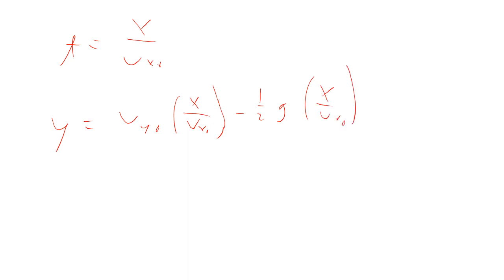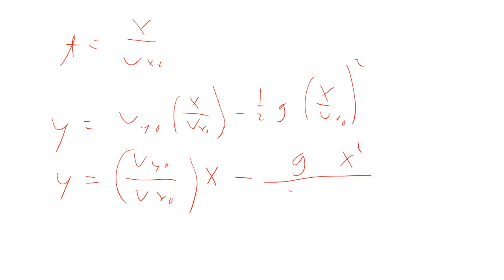So t equals x over v x naught. Okay, so y is going to be equal to v y naught times x over v x naught minus 1/2 g x over v x naught squared. So now we look at this and we say, well, gosh, now what? Well, v y naught over v x naught times x minus g x squared over 2 v x naught squared.